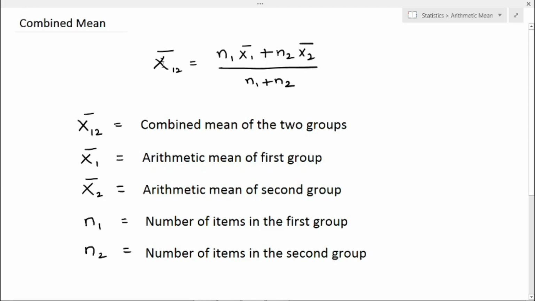First, this x12 bar is nothing but the combined mean of two groups, and x1 bar is the arithmetic mean of the first group, x2 bar is the arithmetic mean of the second group, and n1 and n2 are the number of items in the first group and the number of items in the second group. So this is the formula for the combined mean. Now we'll solve an example.